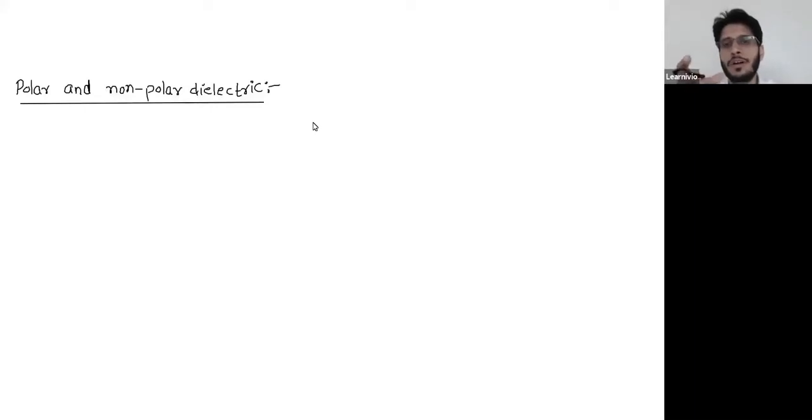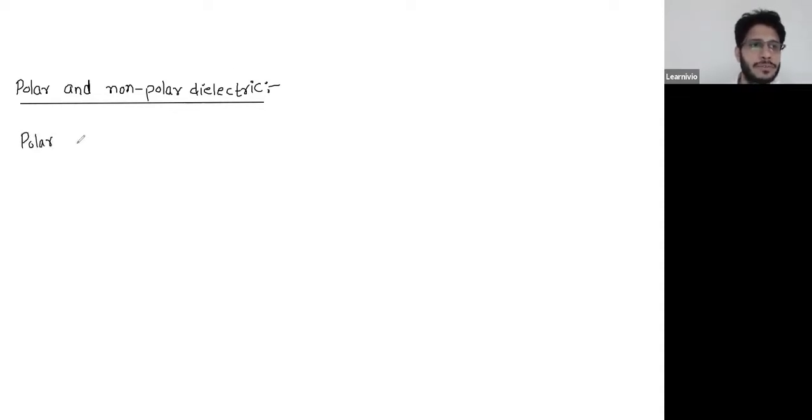Dielectrics are basically non-conducting material. They don't have free electrons. They can't conduct electrical effect, but still they can transfer electric effect through induction. So we have discussed types of dielectrics. There are two types of dielectrics: one is polar and another is non-polar dielectric.